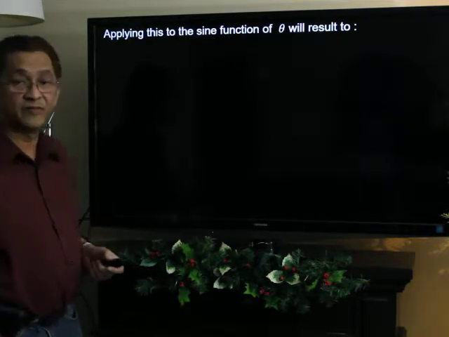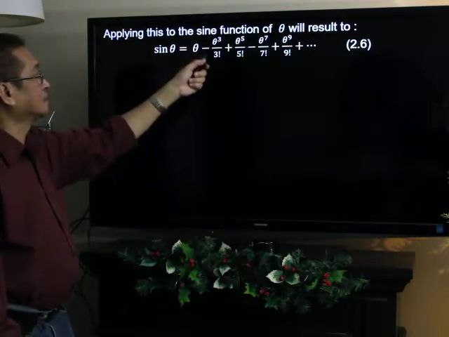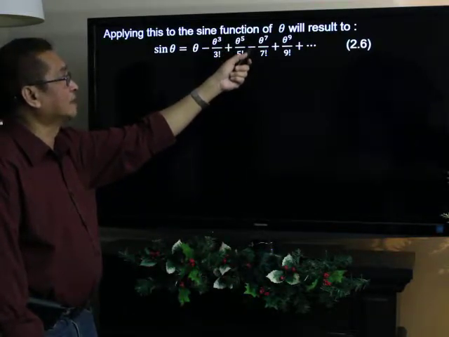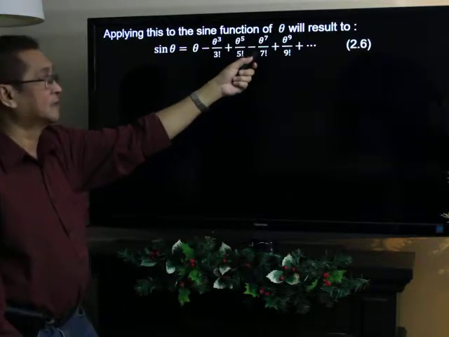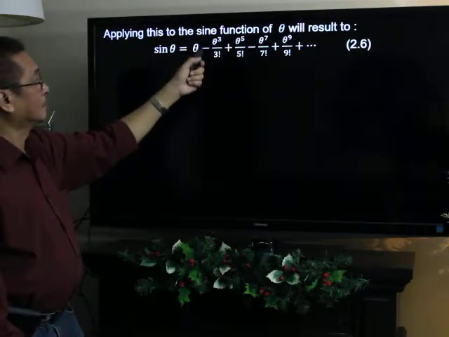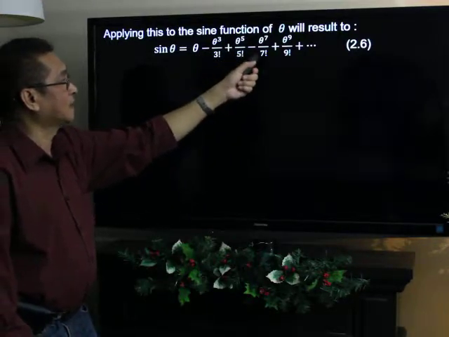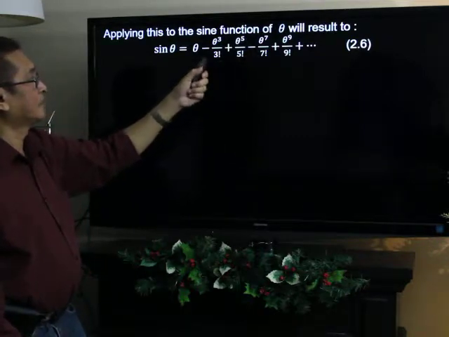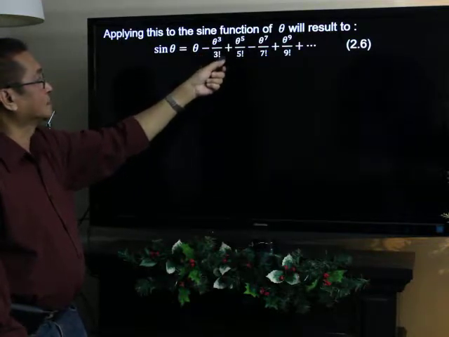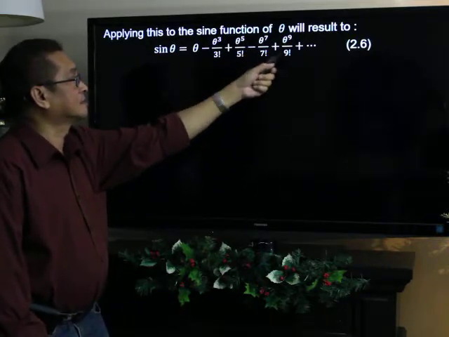Applying this to the sine function of theta will result in sine theta is equal to theta minus theta cubed over 3 factorial plus theta to the 5th over 5 factorial minus theta to the 7th over 7 factorial plus theta to the 9th over 9 factorial, and so on and so forth. Take note, it alternates in sign: minus, plus, minus, plus. So you have theta cubed, 3 factorial, theta to the 5th, 5 factorial, theta to the 7th, 7 factorial, theta to the 9th, 9 factorial.